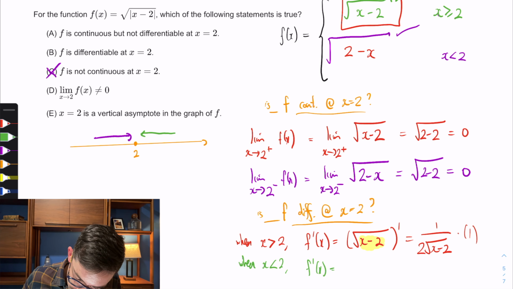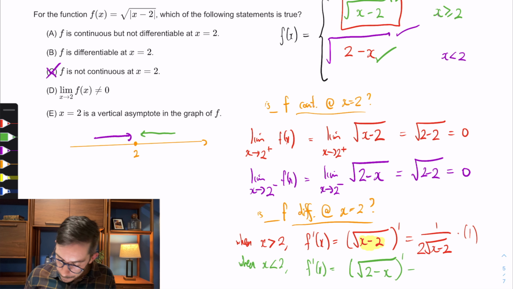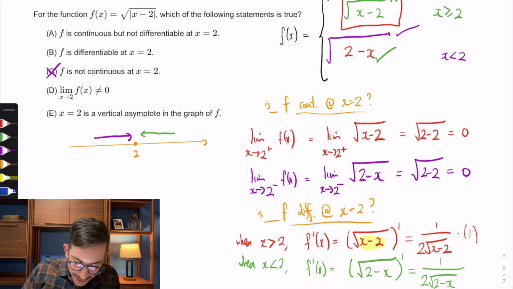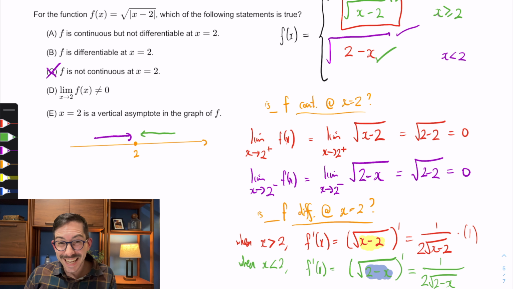Well, f prime of x, it's the second rule that's coming into play. So I'm taking the derivative of this square root of 2 minus x rule. Again, what's going to happen here is I'll take the derivative in the same way. But now, again, I need to multiply by the derivative of that inner function, which in this case is minus 1. That minus x gives me a minus 1.